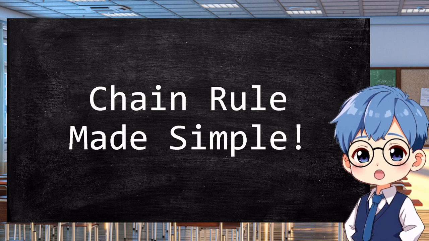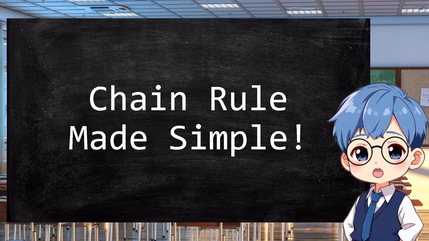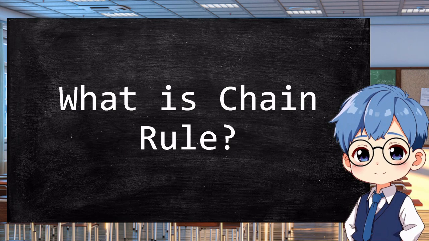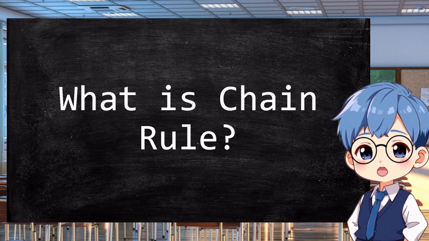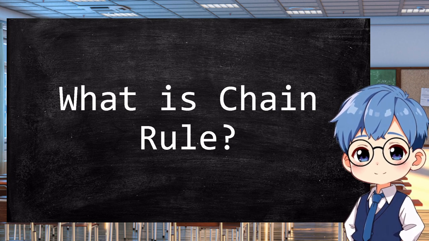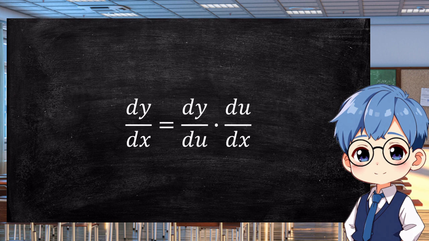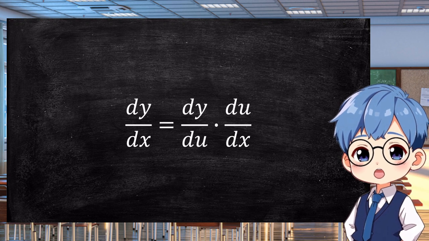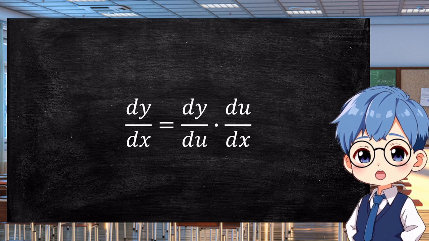Before we jump into solving problems, let's understand what the chain rule actually is. What is the chain rule? In simple terms, it's used to differentiate composite functions, or functions within functions. So, we have here the formula. We have dy with respect to dx equals dy with respect to du times du with respect to dx.